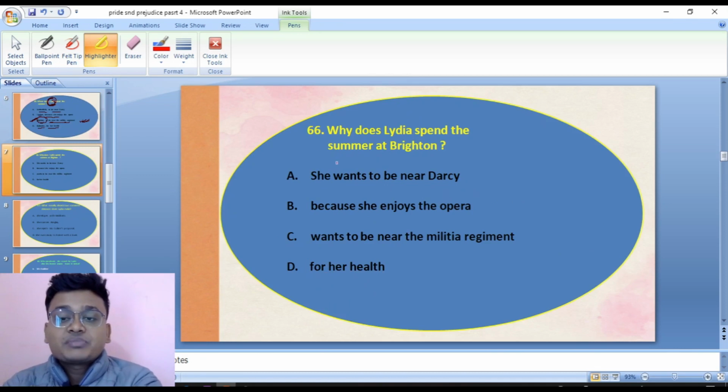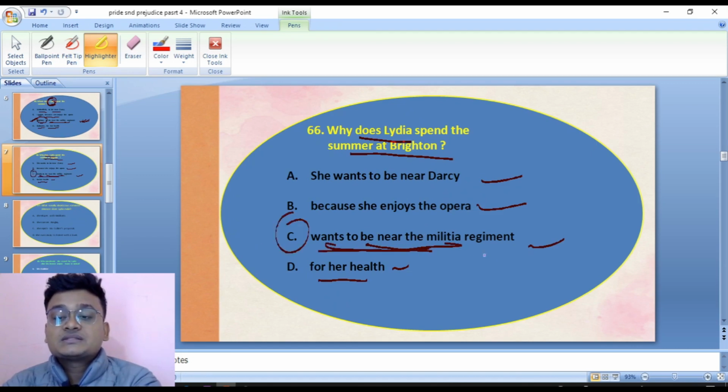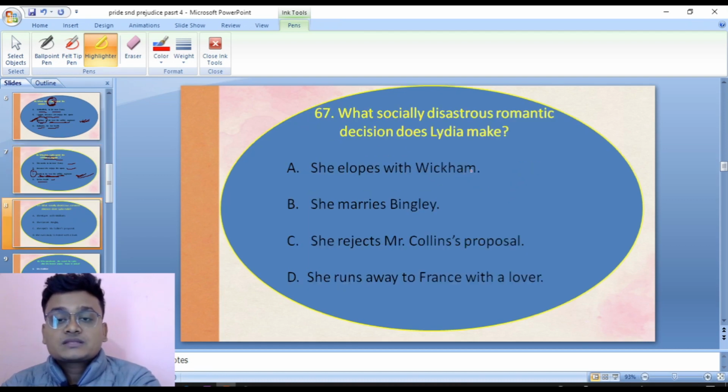Okay, move to the next question, that is 66. Why does Lydia spend the summer at Brighton? Same question. Now the options are: she wants to be near Darcy; because she enjoys the opera; because she wants to be near the militia regiment; or for her health. So option C, that she wants to be near the militia regiment, is the right answer. Okay, now move to the next question.